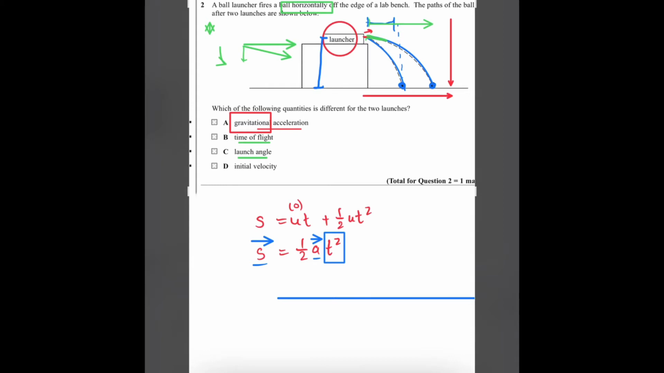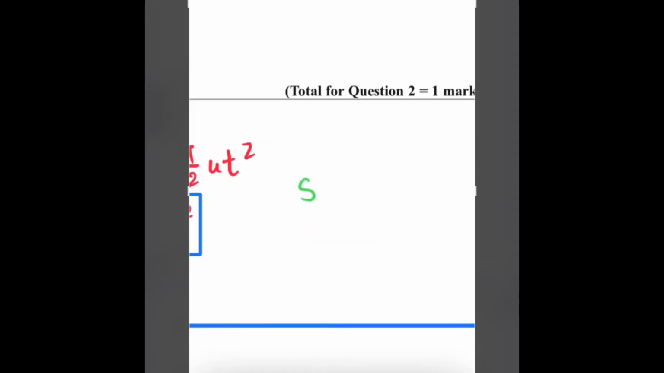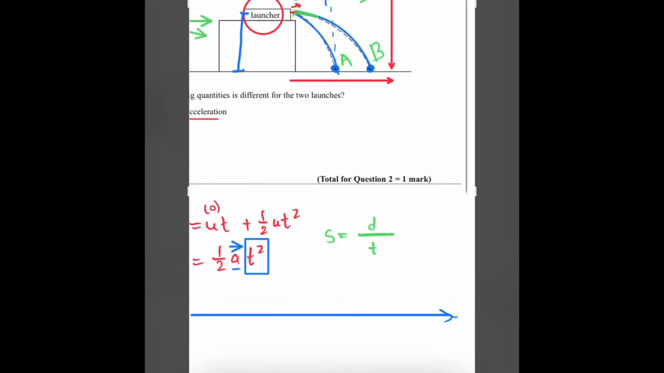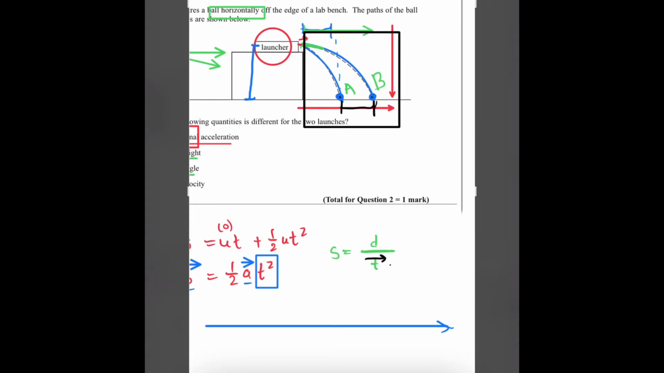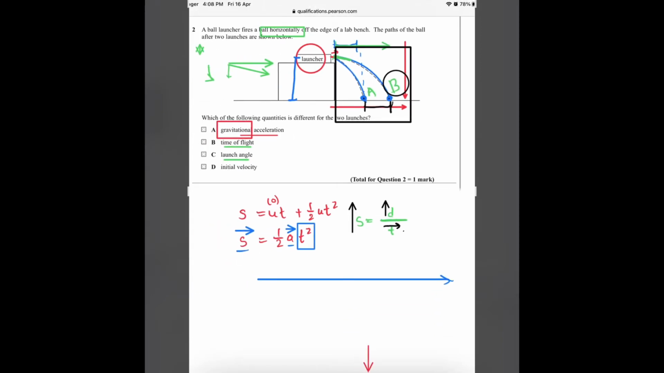D is correct because the initial velocity of, for example, B is higher than the initial velocity of A. Since speed equals distance by time, the time of flight of the two balls is constant, right? The time is constant, but the horizontal distance is higher. For B, if the horizontal displacement is higher, this means that the initial speed or velocity was higher.